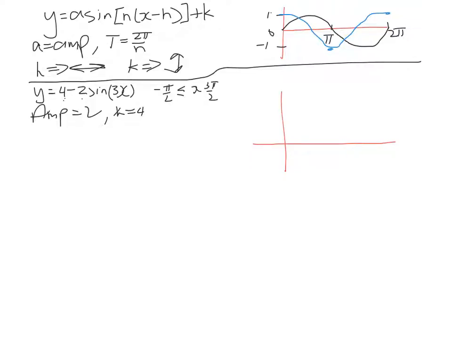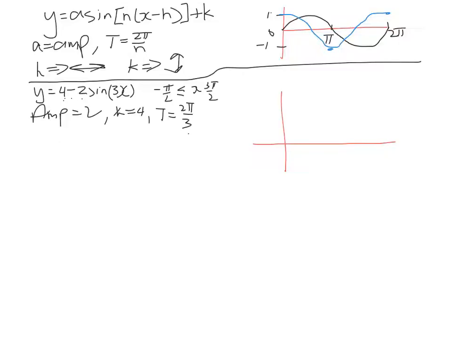Now, because it's negative, our graph is flipped, or it's reflected in the x-axis. And our period, T, equals 2 pi over the coefficient of x, 3. So it's going to repeat itself every 2 pi on 3.